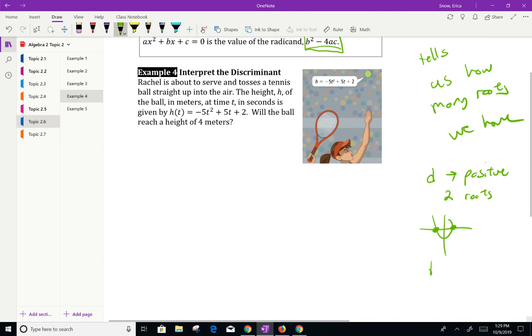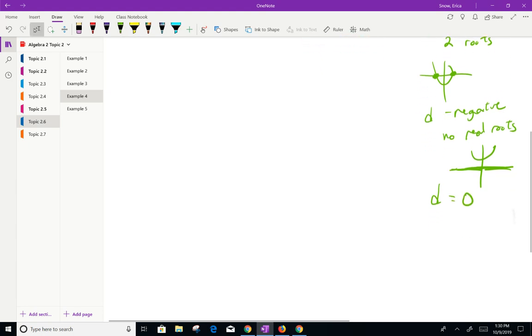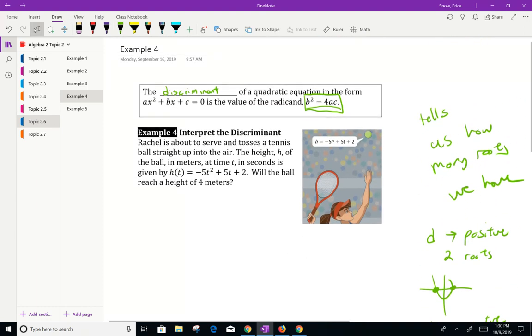And then if D is negative, there are no real roots. That means our equation doesn't ever touch the axis. And if D equals 0, which remember is neither positive nor negative, it means our vertex lies on the axis. Okay, so now let's look at our example with Rachel.